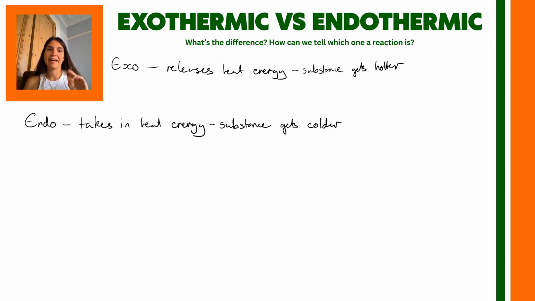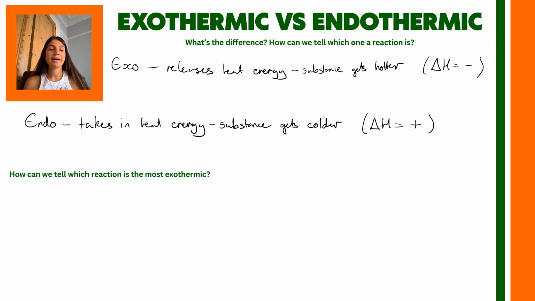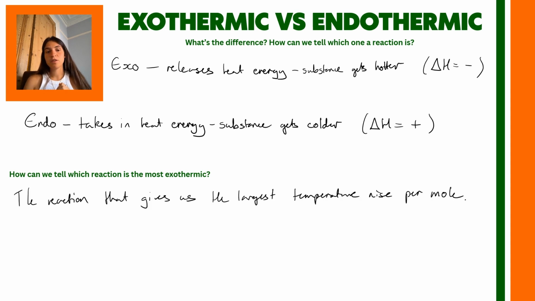Make sure you're clear on the way round those two things are, both which one releases heat energy and which one takes it in, and what happens to the temperature of your substance. In terms of your enthalpy change, they're negative for exothermic reactions and they are positive for endothermic reactions. How can we tell which reaction is most exothermic? That's going to be the one that gives us the largest temperature rise per mole.